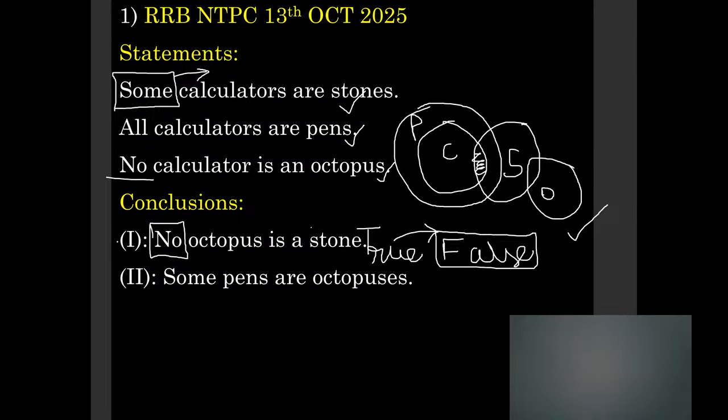First one doesn't follow. Next, second one, some pens are octopuses. Some means those should intersect. So you should check whether pens and octopus circles are intersecting or not. Pen circle and octopus circle both are not intersecting. As those are not intersecting, this is wrong. Now, as we already got it as false, we need not check whether it becomes false or not, because if we get false one time, you can take it as false finally.